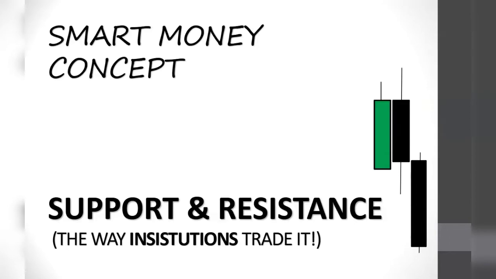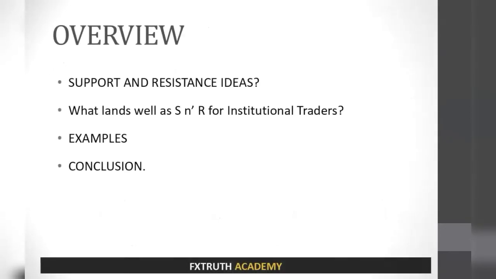So moving forward, we're going to be looking at the following support and resistance ideas, the common ones we know. Then what lands well for S and R, that's support and resistance for those of you who don't know the short form. S and R is support and resistance for institutional traders. So we're going to look at what lands well for them. And we're going to be seeing some examples, of course, on the chart. And at the end of the day, we're going to be concluding this video rather. So without further ado, let's get into it.